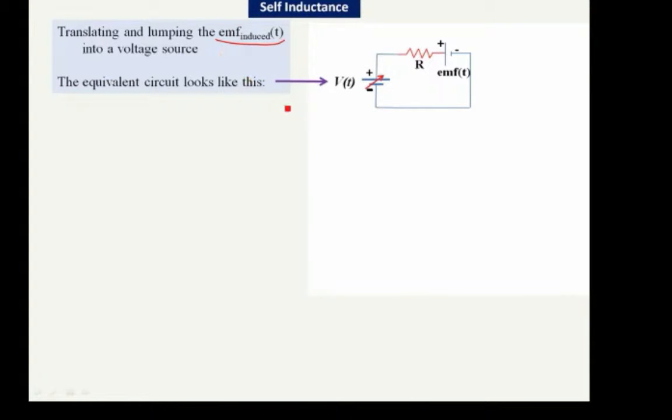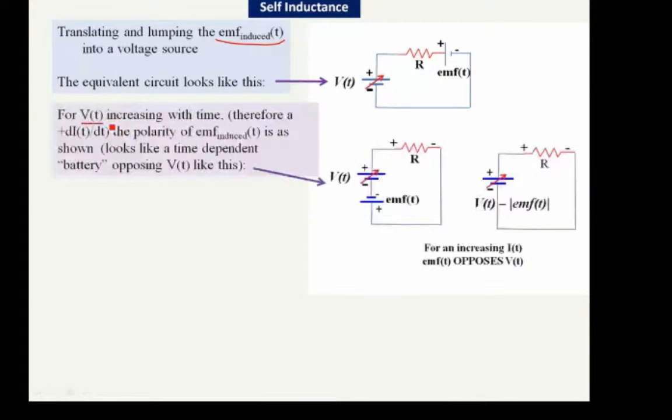So we end up with an equivalent circuit that looks like this. Here's our changing voltage. Here's our resistor, so that's as is, and then we have the separated EMF over here. If we have this increasing with time, therefore we have a positive di/dt, then the polarity of the EMF is shown either here or here, and it looks like a time-dependent battery opposing V(t).